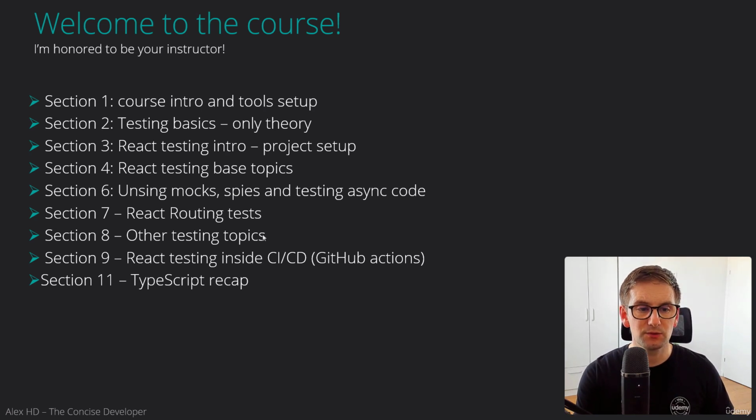In section 7 we will see how we can test React routing projects. In section 8 we will talk about other testing topics that weren't covered until this point. And in section 9 we will see how we can apply what we learned until that point into putting all the tests inside a CI/CD pipeline with the assistance of GitHub Actions.